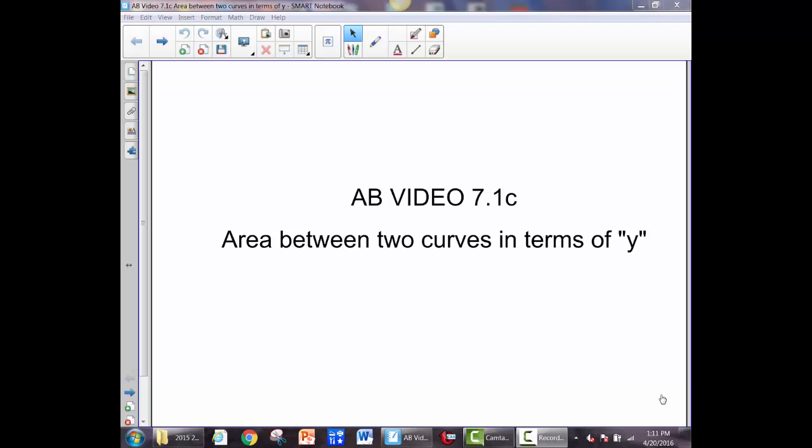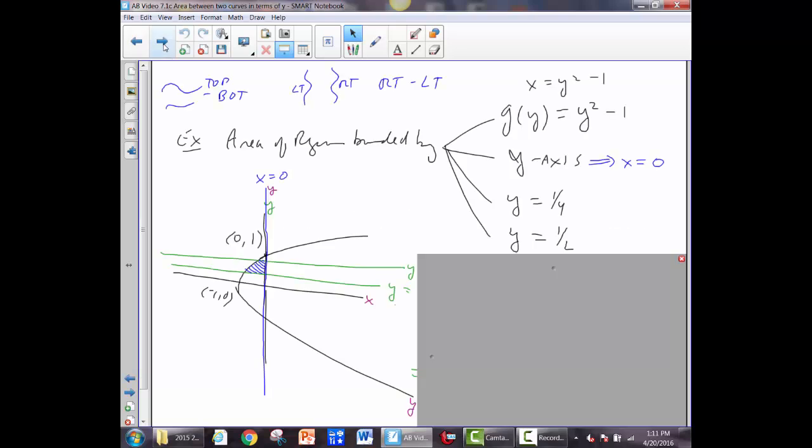Hi, welcome to video 7.1c, area between two curves, but this time in terms of y. We talked a little bit about that at the end of the last video. If it's in terms of x, it'll be top minus bottom. But if it's in terms of y, it'll be rightmost minus leftmost.